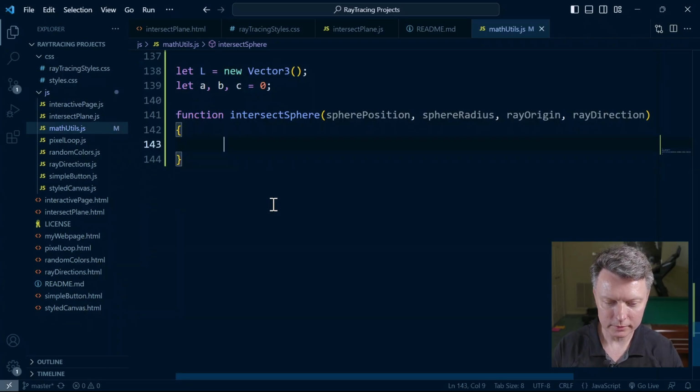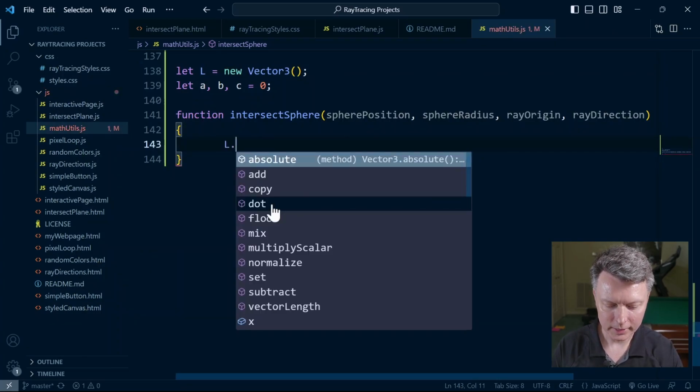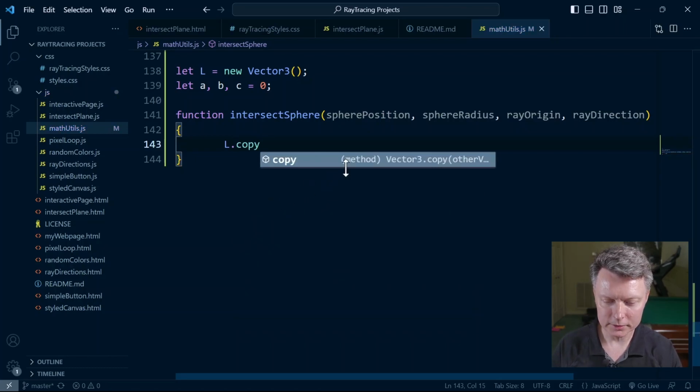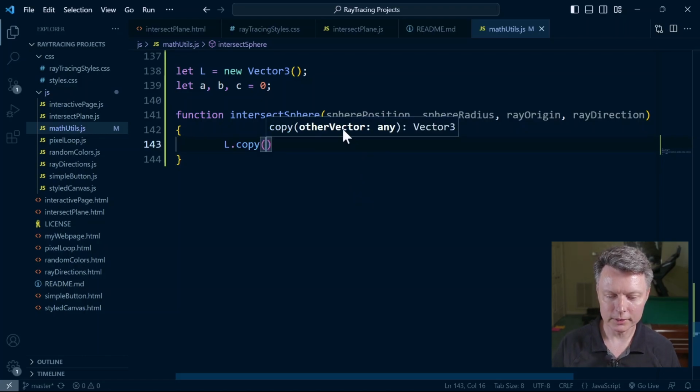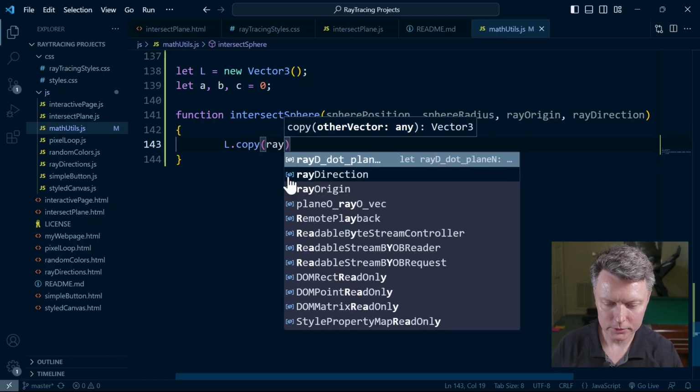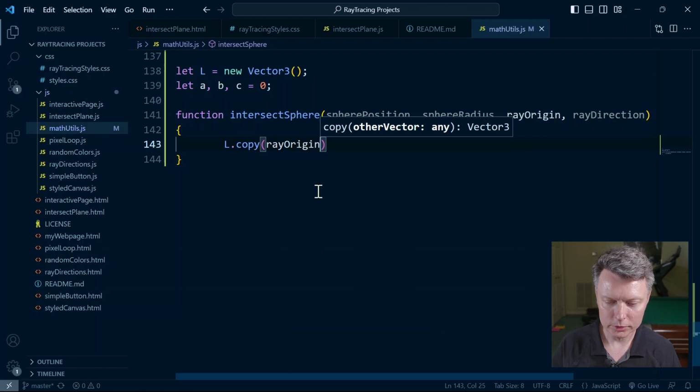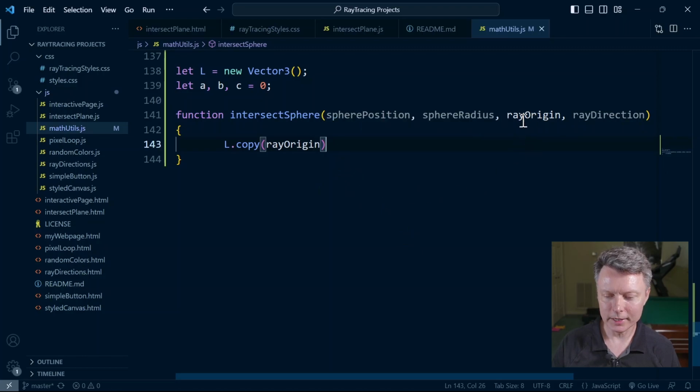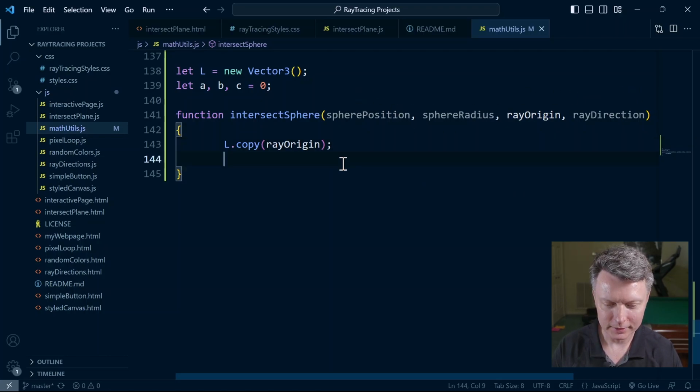So vector L, capital L, dot copy, and it reminds you that's a method, and when you type the opening parenthesis, it reminds you it takes another vector inside the parentheses. So what vector do you want to copy? We want to copy the ray origin. That was the O vector on our slides a moment ago. So ray origin. And now notice, it highlighted that ray origin, so we've successfully used this one. We have 3 more to go. End that with a semicolon, hit enter.